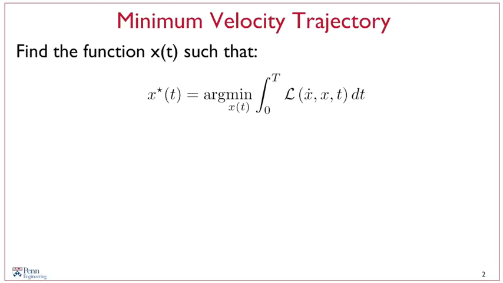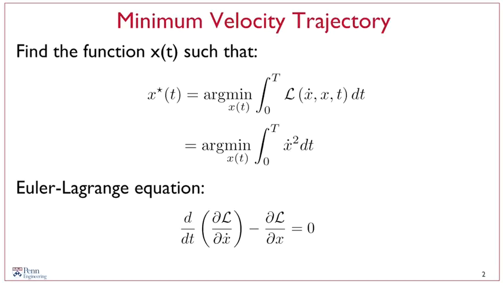In lecture, we considered problems where we had to find the function x star of t that minimizes the integral of a cost function L over t. When looking for the minimum velocity trajectory, this cost function is x dot squared. The Euler-Lagrange equation gives the necessary condition that must be satisfied by the optimal function x of t.